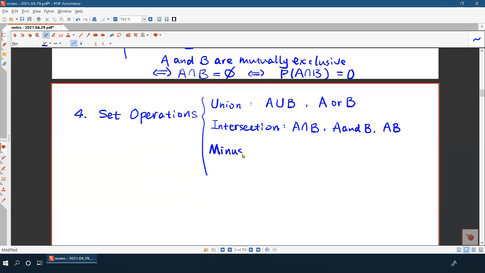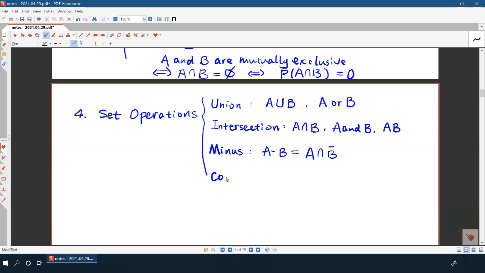Next, we have learned the minus sign, right? So A minus B is defined as A intersect with B complementary. So this is a new set containing all the elements belonging to A but not to B, right?